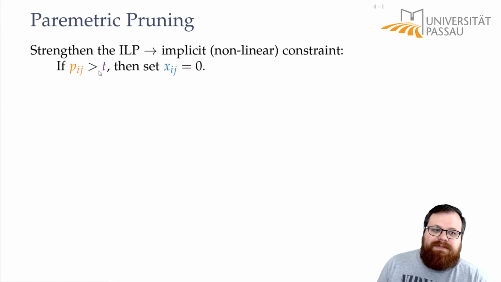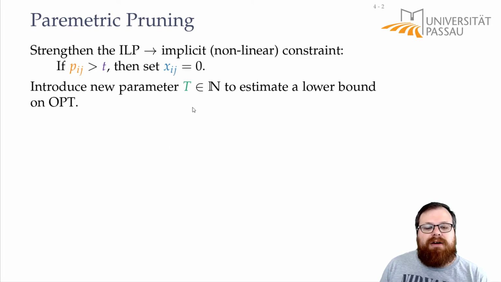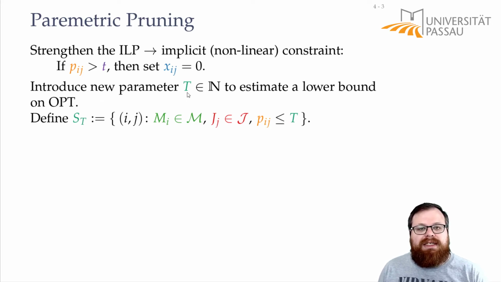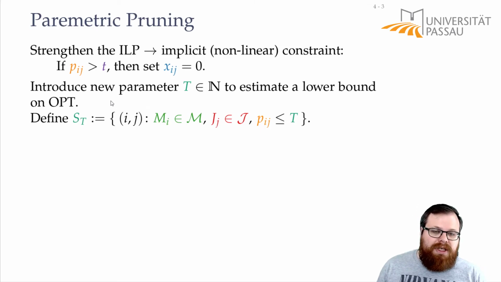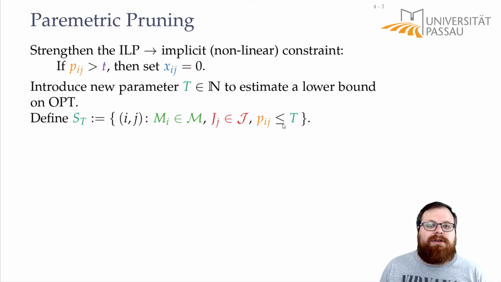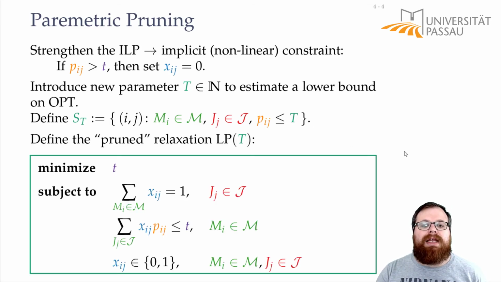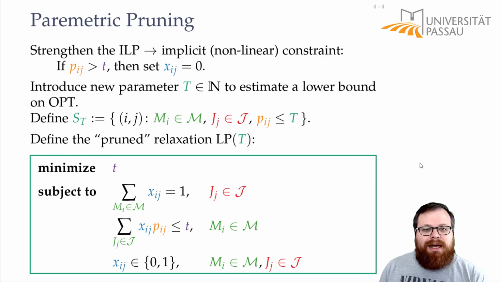Of course, again, we don't know the makespan beforehand, so we have to figure out some bound on the makespan. So we want some new parameter, a capital T, that estimates a lower bound on the optimum. And for some parameter T, we can define all those pairs of machines and jobs that could be in the optimum solution, where the processing time of job j on machine i is less than or equal to T. And if we have estimated this T, then we can get a relaxation that is pruned. So we can take our ILP, we can prune it, and we can relax it. How do we do that?